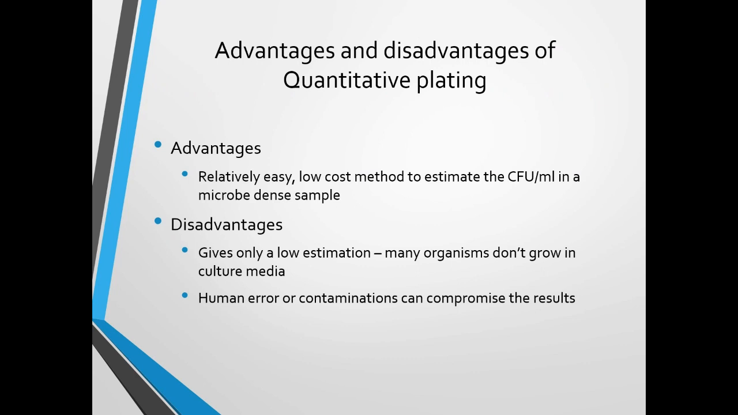These are some advantages and disadvantages of using quantitative plating. Advantages are it's a relatively easy, low-cost method to estimate the colony-forming units per milliliter in a microbe-dense sample. Disadvantages are it gives only a low estimation. Many organisms are not able to grow on culture media, so they will not be counted in this method. And human error and contaminations can compromise the results.